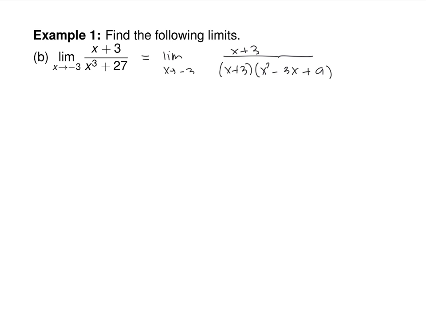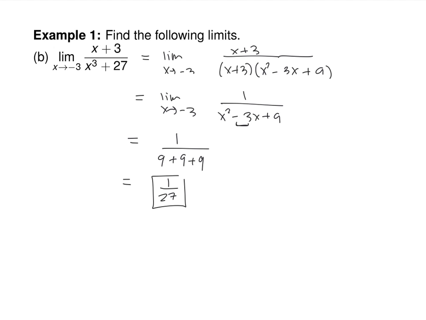And then the x plus 3's cancel, and you have the limit as x goes to negative 3 of 1 over that stuff. And what do you get when you plug in negative 3 now? I think it's 1 over 27. Because negative 3 squared is 9, right? And then this negative multiplies by another negative, which makes a positive. My guess is you missed the middle negative sign. Is that correct? Okay, it happens. Okay, so 1/27.